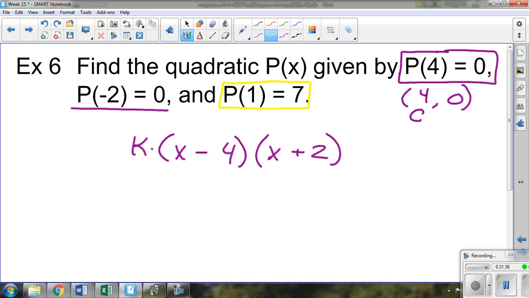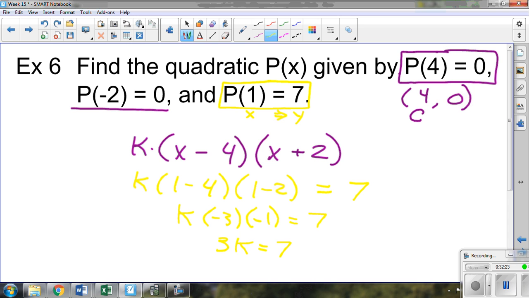This is telling us if we plug in x equals 1, we get out the image of 7. So if we plug in x is 1 for the specific unknown number 1, it will give us out the image of 7. Well, this isn't so bad. We can solve this equation in the yellow and get our value of k. 1 times 4 is negative 3. 1 minus 2 is negative 1. And when we simplify that, we have 3k equals 7. k has to be equal to 7 over 3.